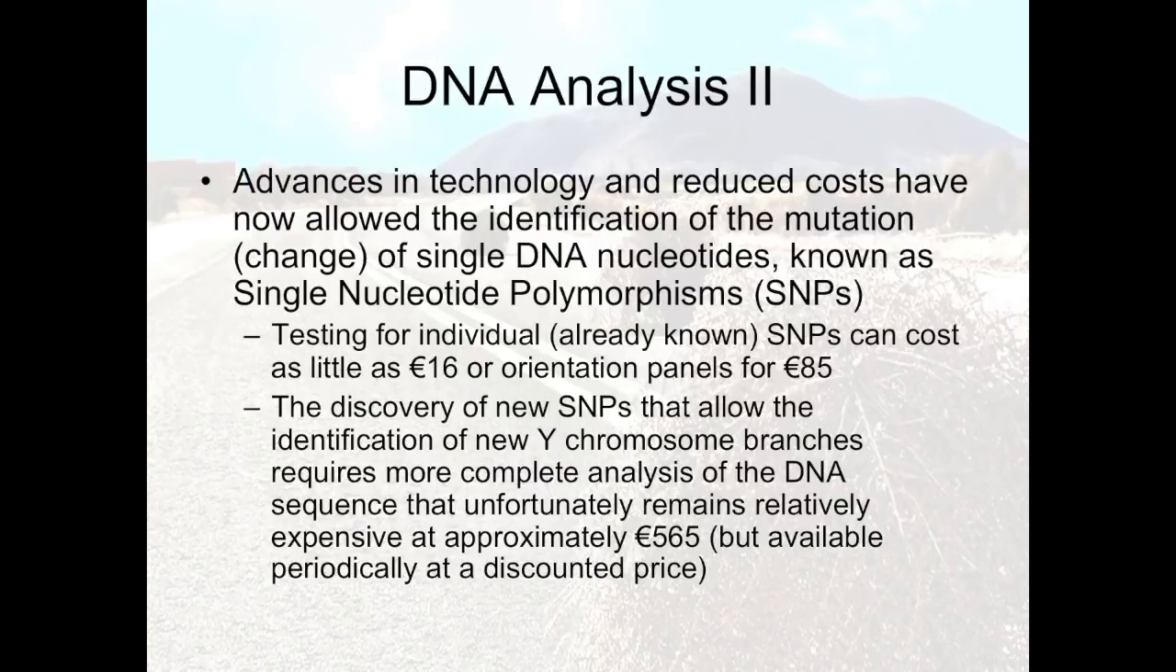The discovery of new SNPs that allow the identification of new branches requires more complete analysis of DNA, and that is still relatively expensive. I know at the FTDNA stand at the moment you can get a discount on the Big Y test at this particular meet, and there are periodic sales as well, but it's over €500, so you really want to have a pretty good reason for going for it.